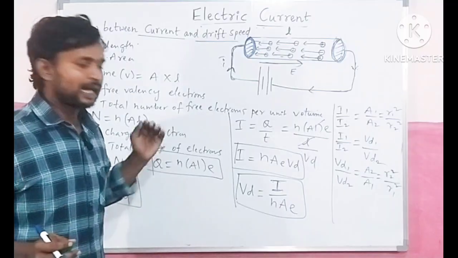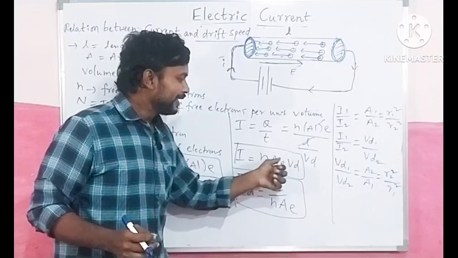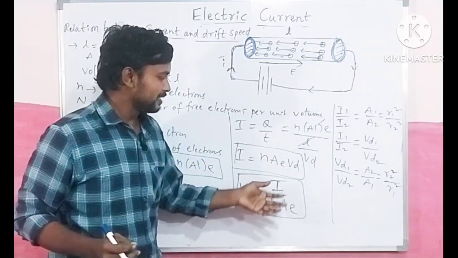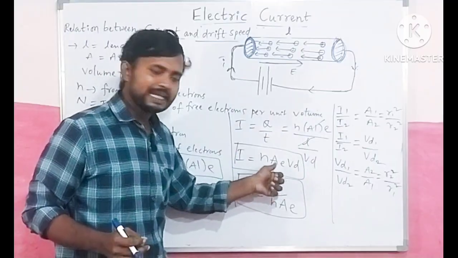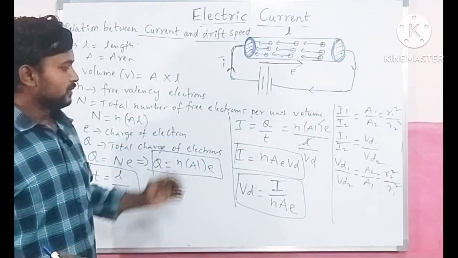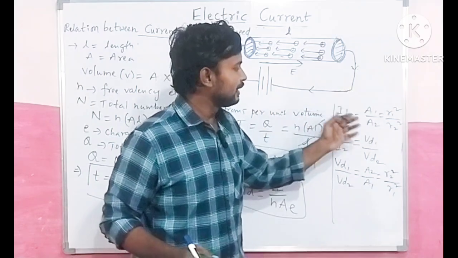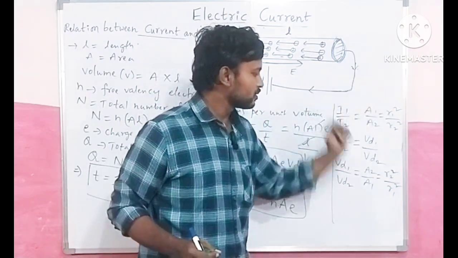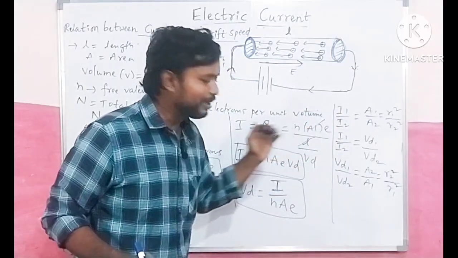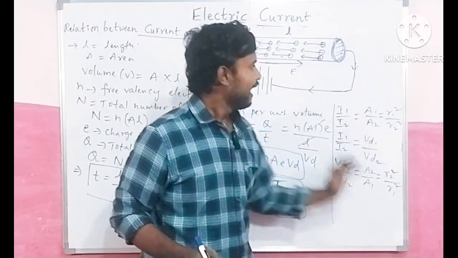So the relationship between current and drift speed is I equals n into A into e into v_d, where n is the number of free electrons, A is the area of the conductor, e is the charge of an electron, and v_d is the drift speed. The relationship between current and area is I1 by I2 equals A1 by A2, which is r1 square by r2 square. Next, I1 by I2 equals v_d1 by v_d2, and v_d1 by v_d2 equals A2 by A1, which is r2 square by r1 square.